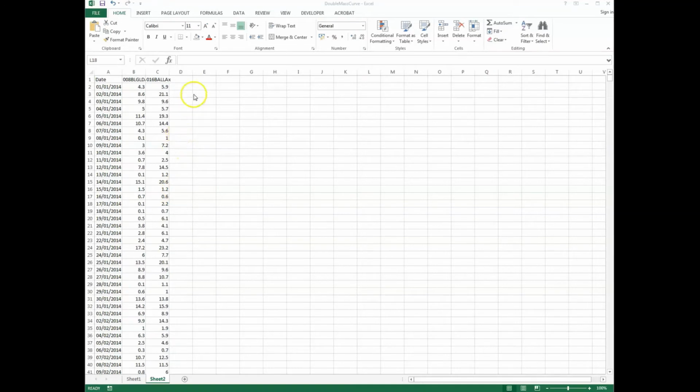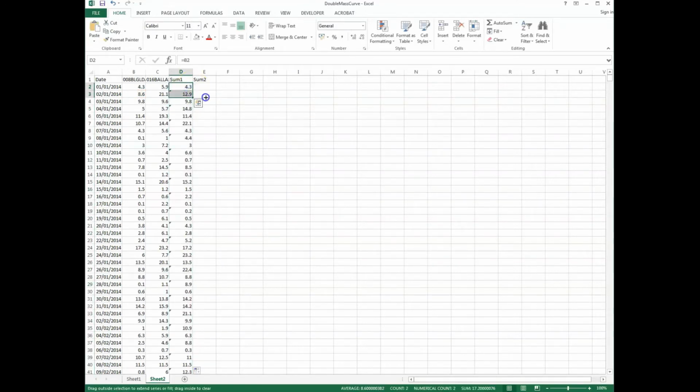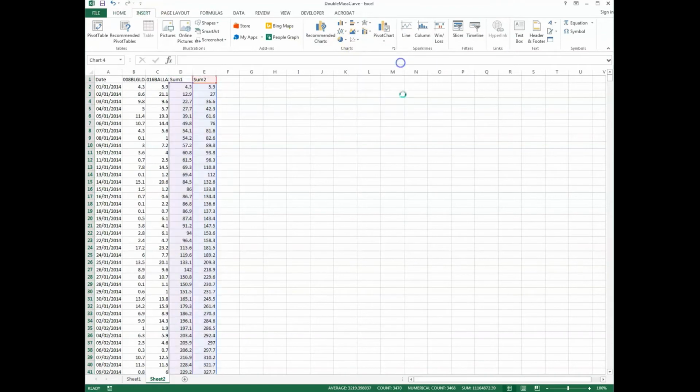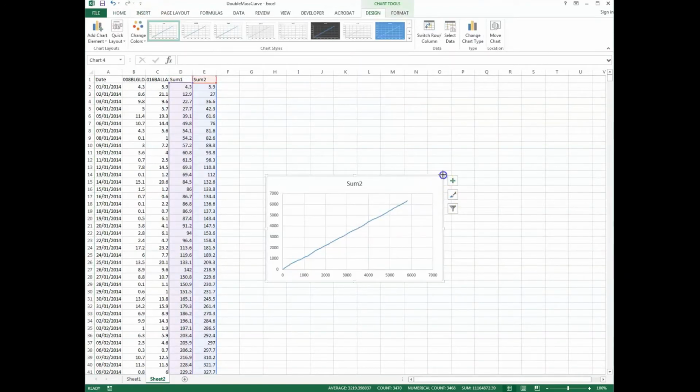Double mass curves are relatively simple to do in Excel, so I'll give you a quick example of how you do it. The first thing you have to do is calculate cumulative rainfall. This is just two example rain gauges or rainfall data sets that are relatively nearby. So I calculate cumulative rainfall for the first gauge, cumulative rainfall for the second gauge, and plot one against the other. What I have there is a double mass curve.